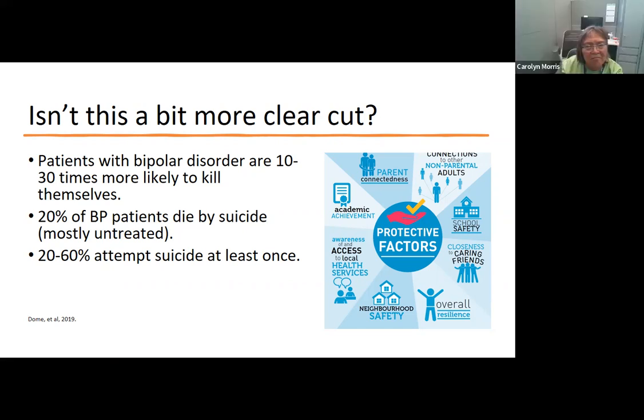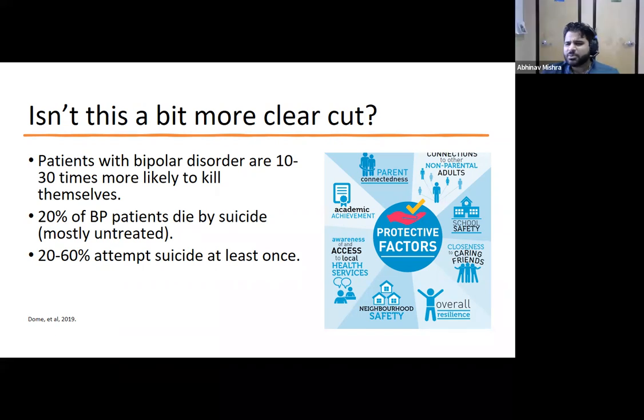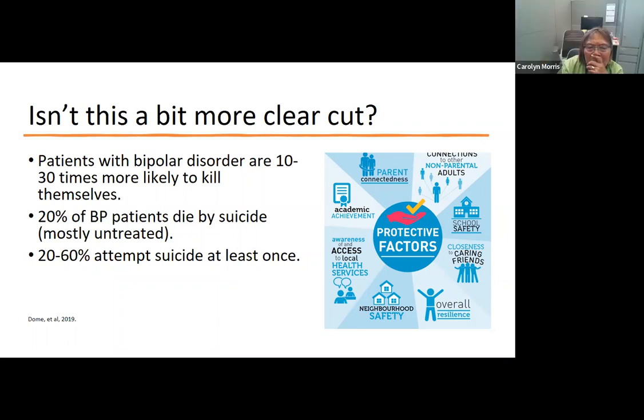And these are some things that we start looking at, right? When we say they have protective factors, we would look at what are their academic achievements? Are they aware of what local access they have, right? This patient was connected with a crisis intervention team. Are they connected with their parents? Is there safety in their neighborhood? What is their level of resilience? Are they close to any friends or caregivers? Or how much safety is in the school? And that's what we start looking at.